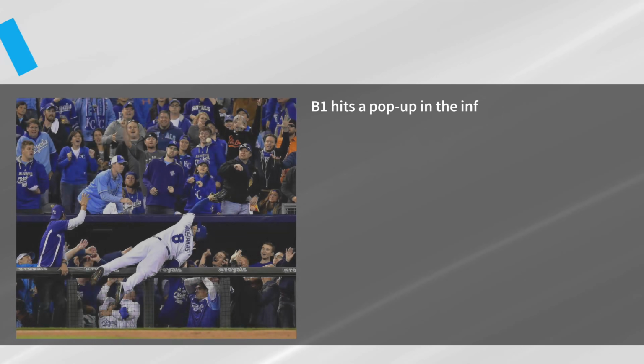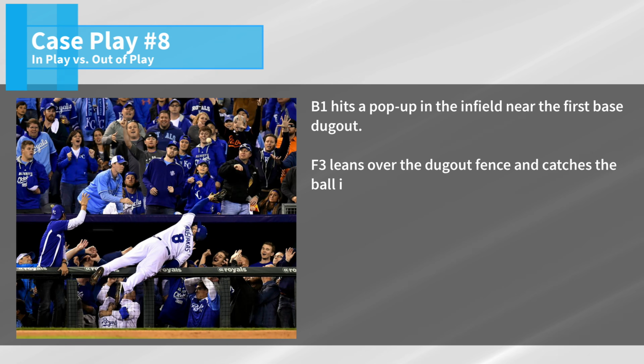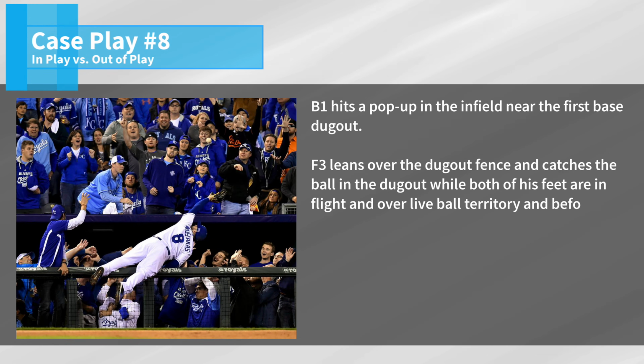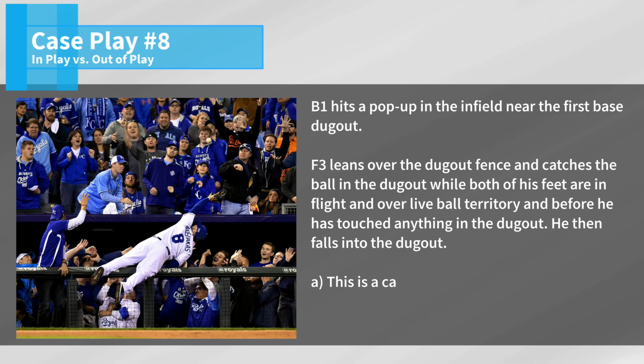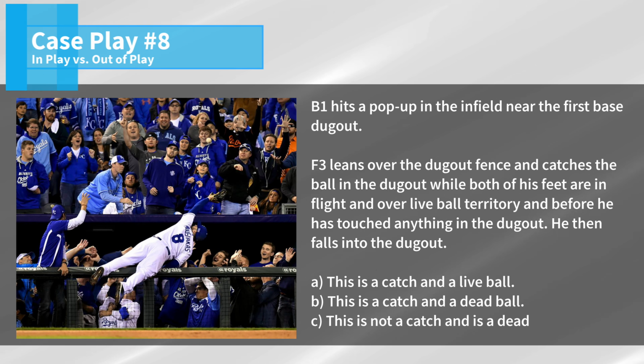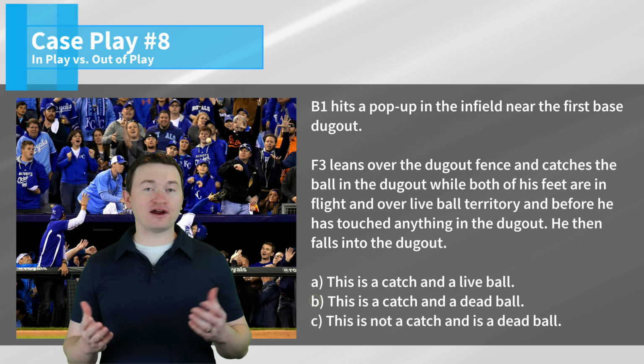Case play number 8. B1 hits a pop-up in the infield near the first base dugout. F3 leans over the dugout fence and catches the ball in the dugout while both of his feet are in flight and over live ball territory, and before he has touched anything in the dugout. He then falls into the dugout. Is this A, a catch and a live ball? B, a catch and a dead ball? C, not a catch and it is a dead ball? The correct answer here is B.